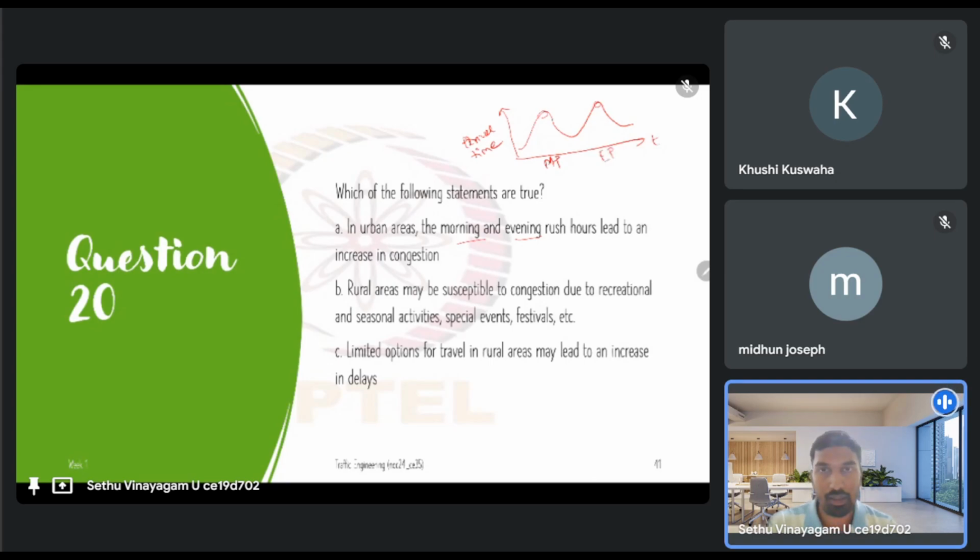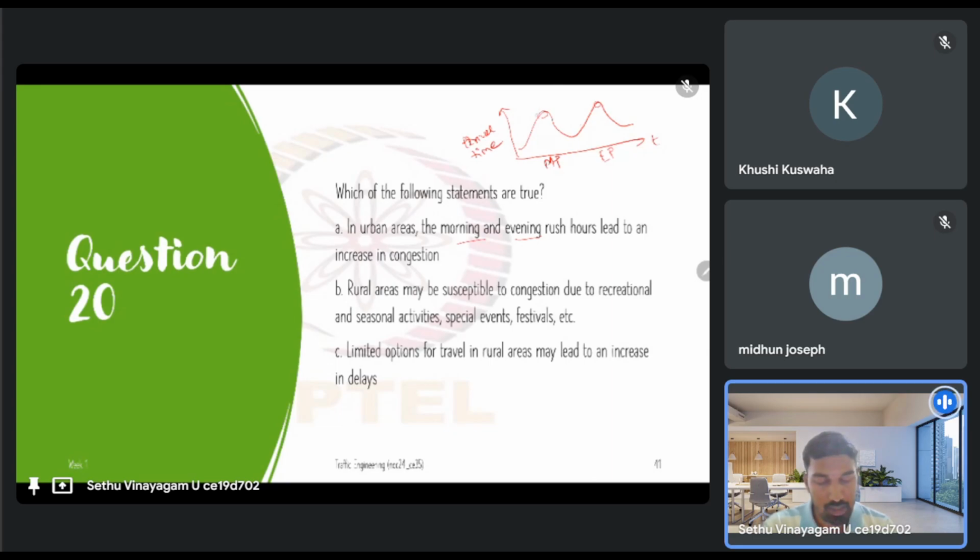The time in the morning when this is happening is called the morning peak or the morning rush hour. The same spike in the travel time will also be observed in the evening, so that is called the evening peak or the evening rush hour, right? In all the other times, that is called the off-peak hours, right?